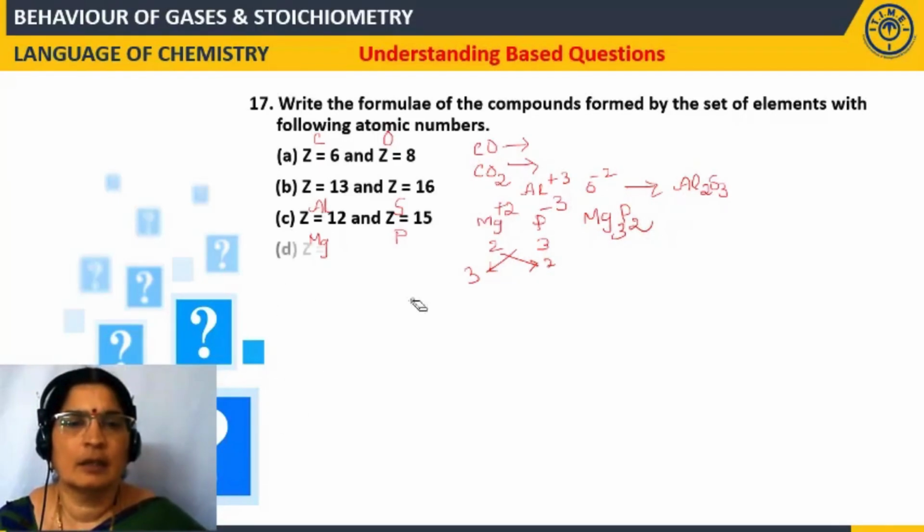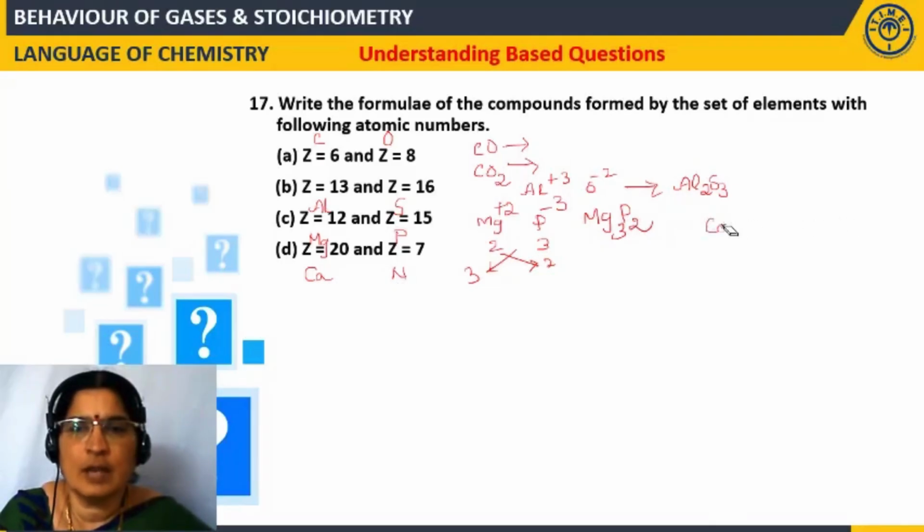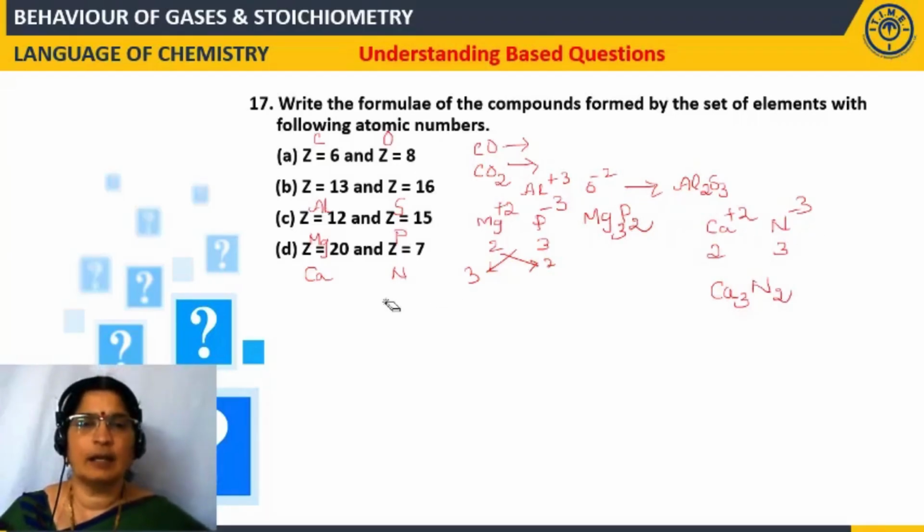Right. Z is equal to 20 and Z is equal to 7. This is calcium. This is nitrogen. Calcium forms Ca plus 2. Nitrogen forms N minus 3. If you crisscross and write, it becomes Ca3N2. Calcium nitride.